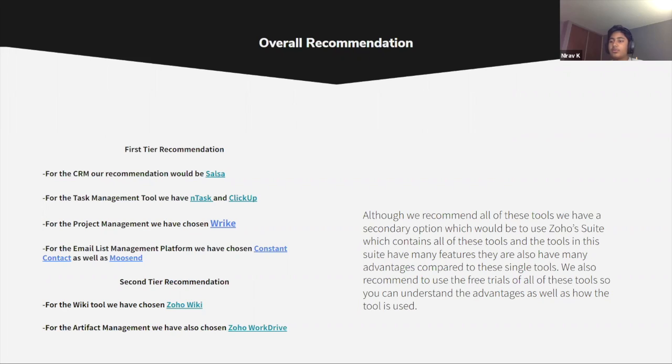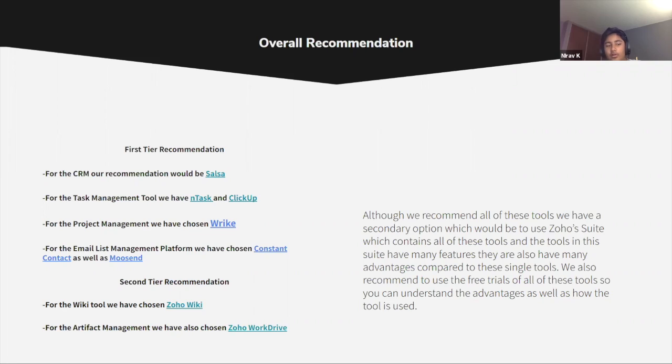Constant Contact and Musen were both very great tools, but the only thing that sets them apart is the price. For the second tier tools, we have the Zoho wiki instead of Confluence because Confluence is complicated, and we chose Zoho over Google Drive mainly because of the reviews of Zoho and the ample amount of features.